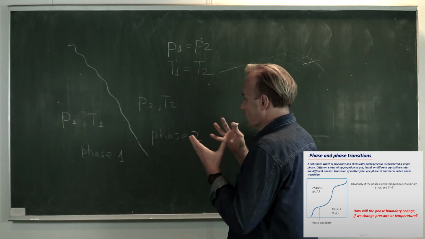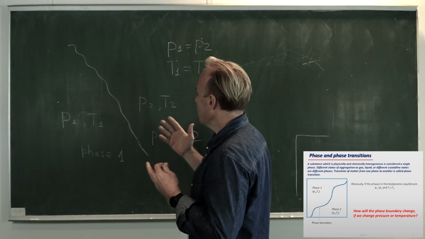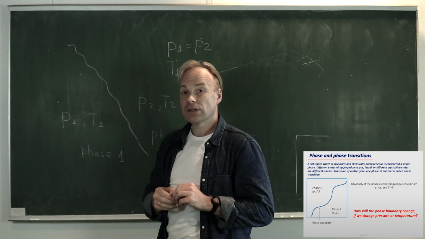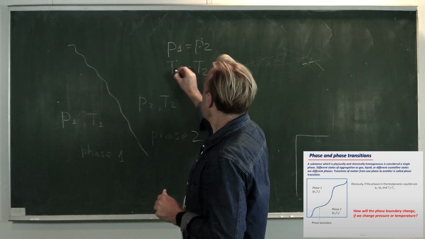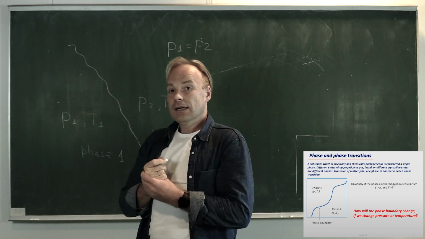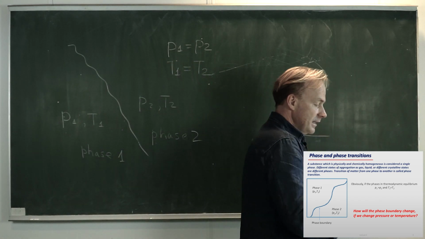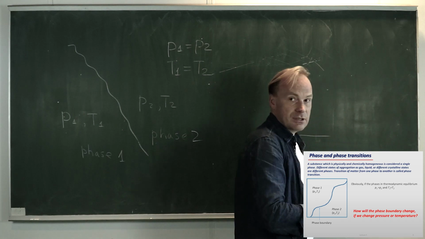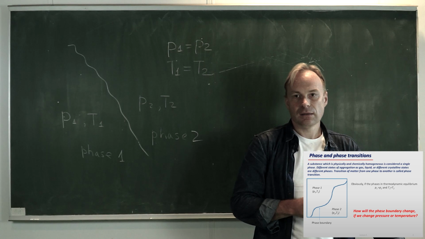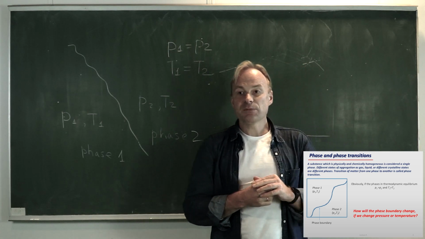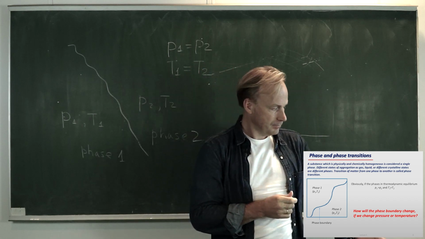Now, I would like to understand the behavior of this border, and I would like to understand the conditions for the equilibrium between phase 1 and phase 2. In particular, I would like to answer a question: how will the phase boundary change if we change pressure or temperature?